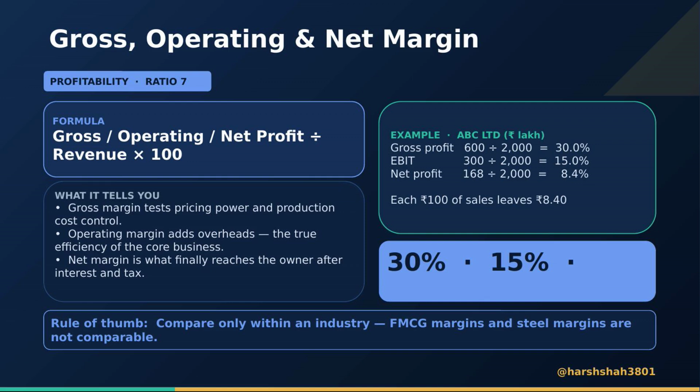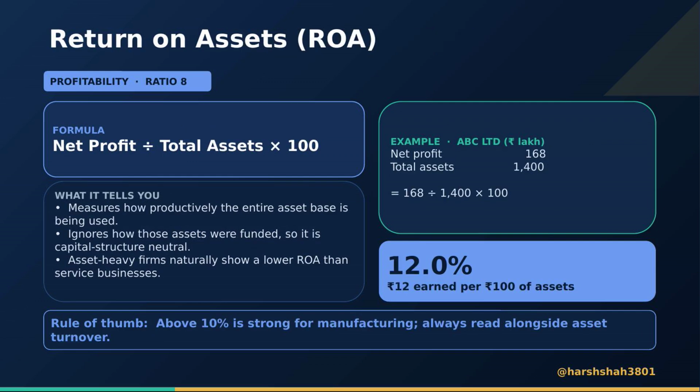One important reminder before we move on: always compare margins within the same industry. An FMCG margin and a steel margin simply aren't comparable, so don't fall into that trap. Now let's talk about return on assets, or ROA.